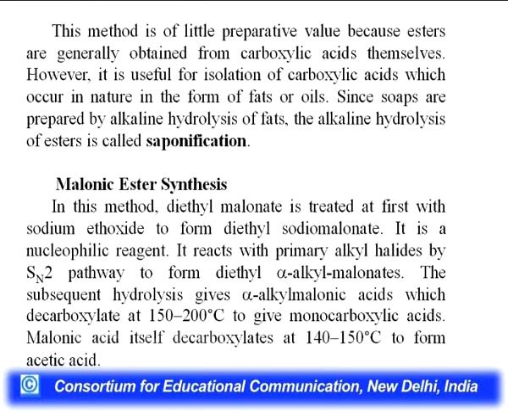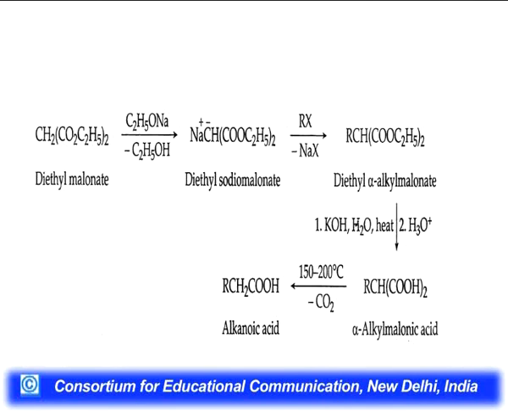Malonic acid itself decarboxylates at 140 to 150 degrees Celsius to form acetic acid. So you can see how diethyl malonate will form an alkanoic acid. First of all, it reacts with sodium ethoxide to form diethyl sodium malonate, then alkylation will take place, you will get the diethyl alpha-alkyl malonate, and after alkaline hydrolysis you will get the alpha-alkyl malonic acid, and then after decarboxylation you will get the product alkanoic acid.